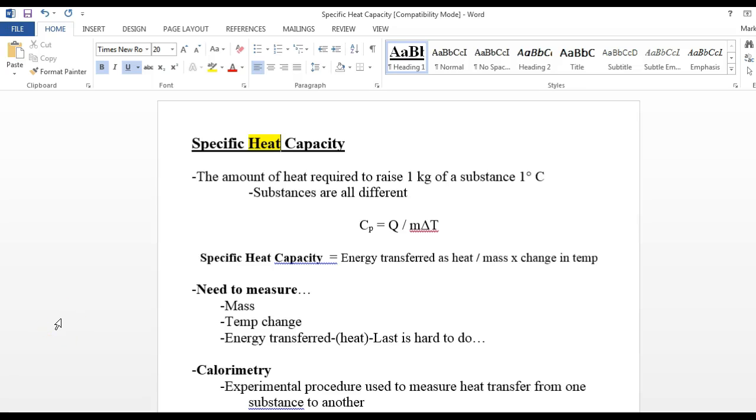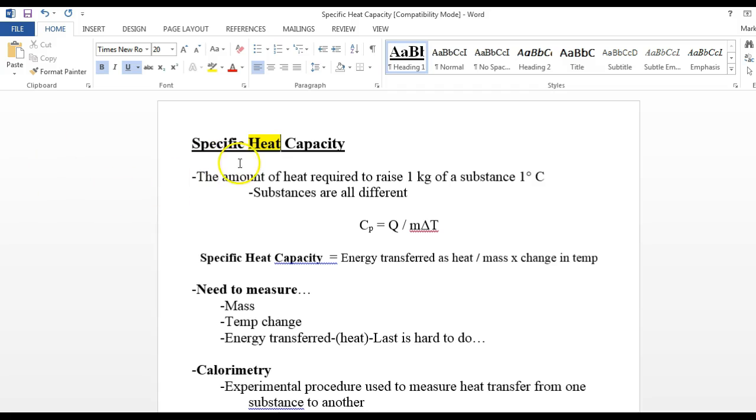Alright, so this is going to be our notes on specific heat capacity. We've been trying to take these for a couple days, and I guess we're going to take them when I'm not there. That's fine. I think I can explain this well enough to have you get a good understanding.